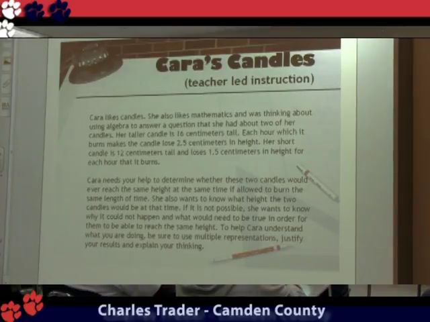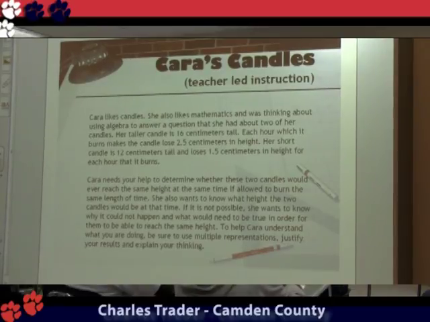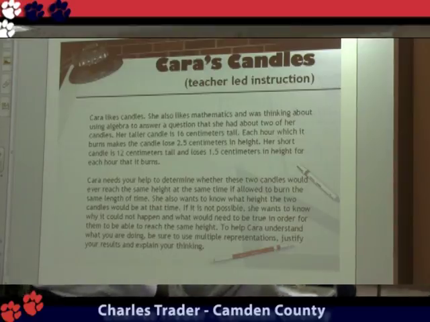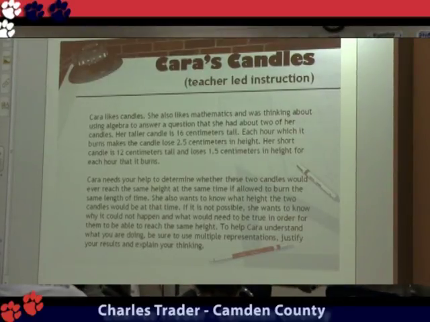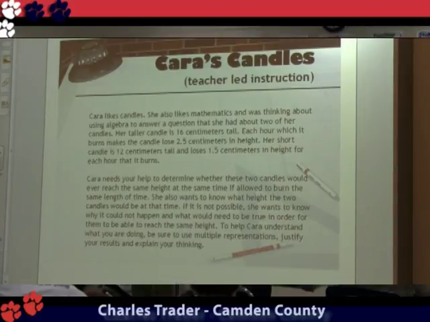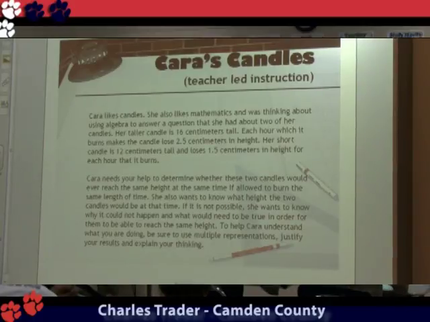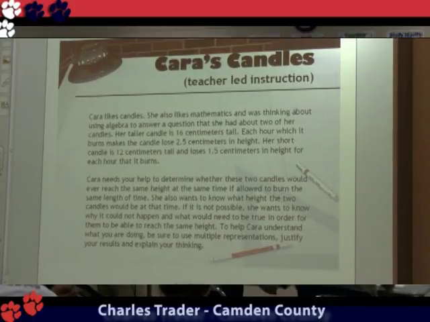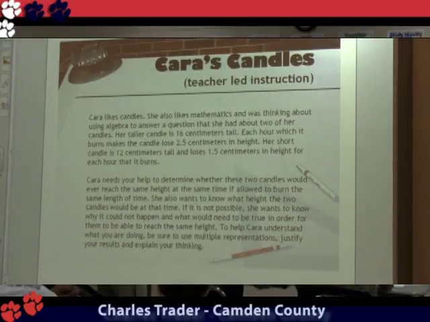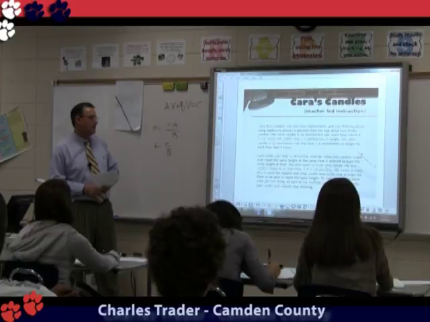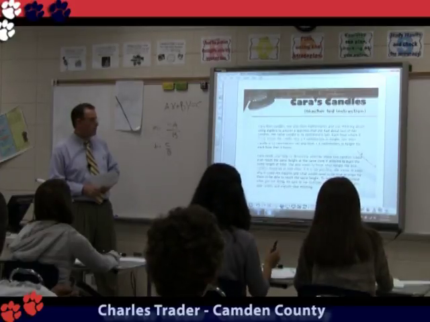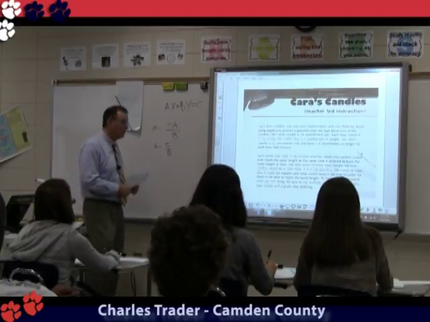Okay, let's do a teacher-led instruction. I'm going to read this out loud. You follow along. Kara's candles. Kara likes candles. She also likes mathematics and was thinking about using algebra to answer a question about 2 of her candles. Can you see okay? Her taller candle is 16 centimeters tall. Each hour it burns, the candle loses 2.5 centimeters in height. Her short candle is 12 centimeters tall and loses 1.5 centimeters in height for each hour it burns. Now, Kara needs your help.